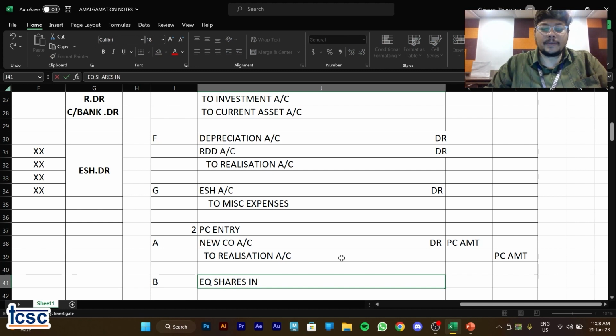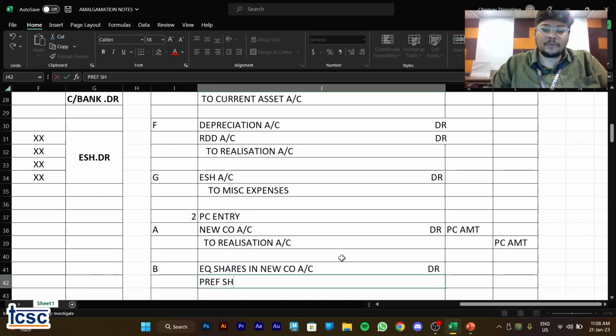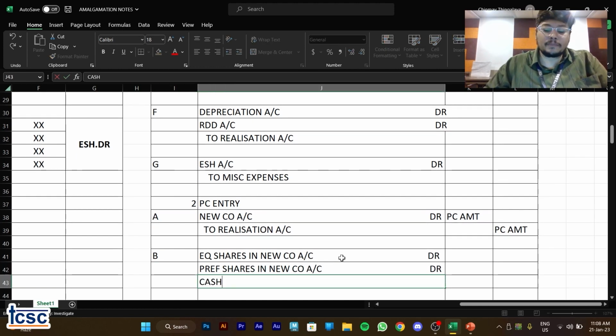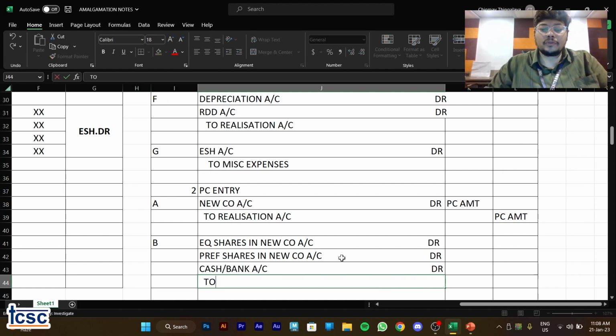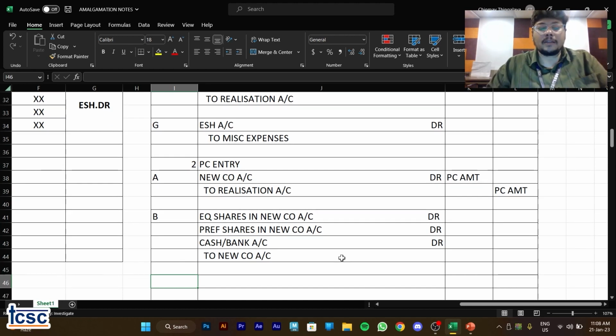So equity shares in new company account debit. If we have received preference shares, so preference shares in new company account debit. If we have received purchase consideration in form of cash, bank account debit to new company account. This will be mentioned in the problem that the purchase consideration is satisfied by way of equity shares, by way of preference shares, or by way of cash bank.